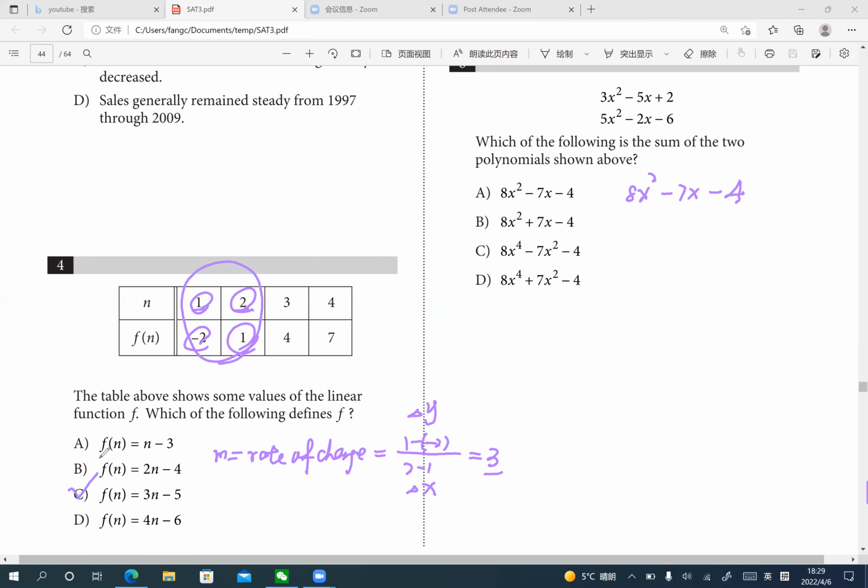Question 6 is a very easy question. So we do the addition. We combine the like terms. 3x squared plus 5x squared equals 8x squared. Negative 5x plus negative 2x is negative 7x. 2 plus negative 6 is negative 4. So we should choose option C.